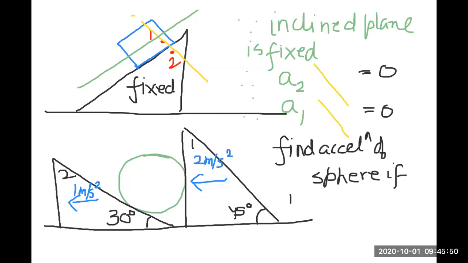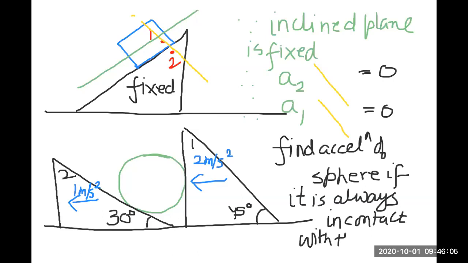if it is always in contact with the two wedges, right? If it always remains in contact with these two wedges, what will be the acceleration of the sphere?